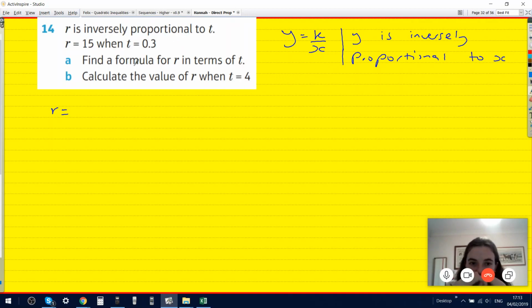So r is inversely proportional to t? R equals k over t, and k is a constant. So just in general, no numbers. Now sub in your numbers and try to find k.